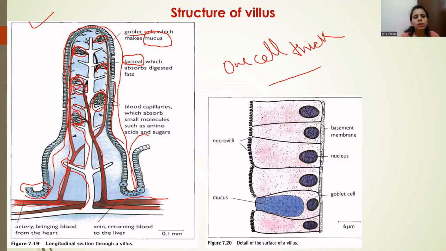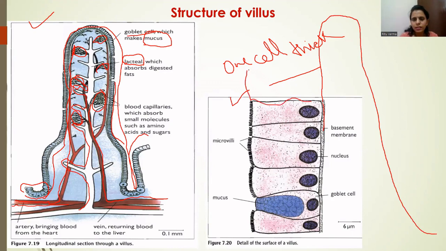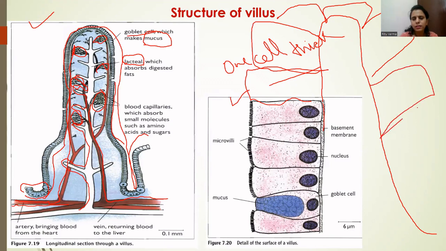So the adaptation of this villi is that it is one cell thick, and it is supplied with blood capillaries and the lacteals. On the right side you can see this image. This image is the detailed structure of the surface of the villi. You can see here this is the basement membrane, and this is one particular villus. Around the villus a single layer of cells is present like this.